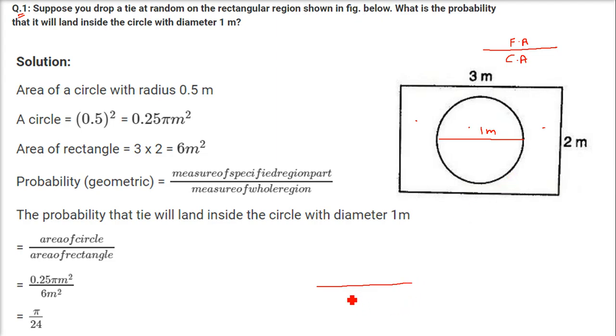So the complete area region. This is 3 and this is 2. What is the area of a rectangle? 3 into 2, 6. Now this is a circle, so it will be pi into, 1 meter is diameter. You always know that radius equals diameter by 2, so it is 1 by 2, that is 0.5. Pi r square is the area of the circle, pi into 0.5 whole square, which is equal to 0.25. So 0.25 pi by 6 is going to be pi by 24.